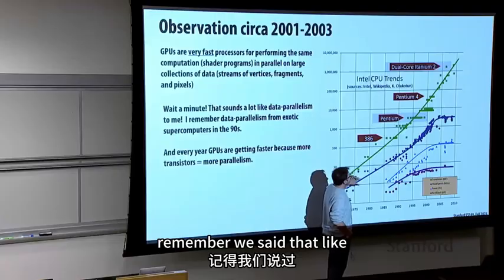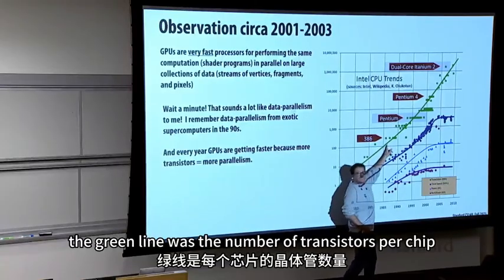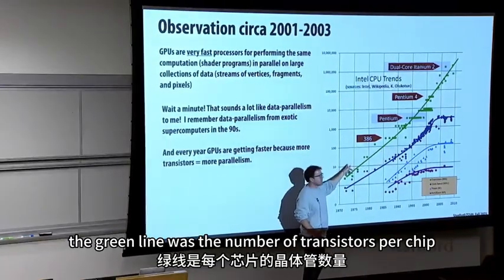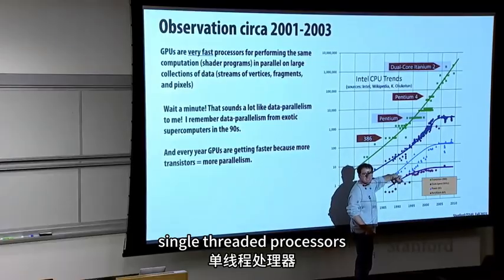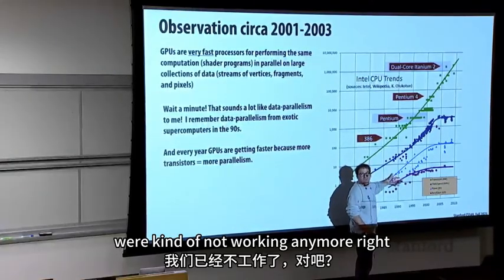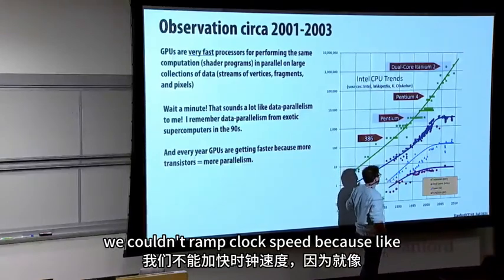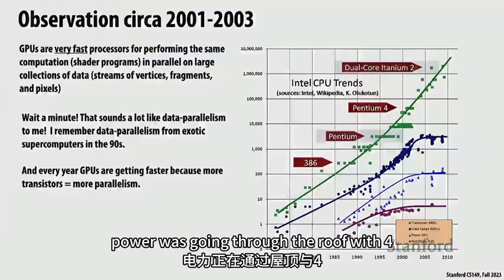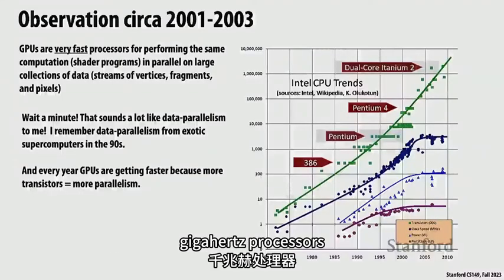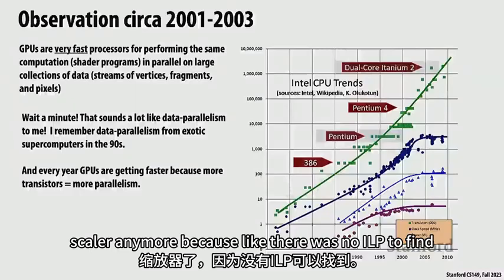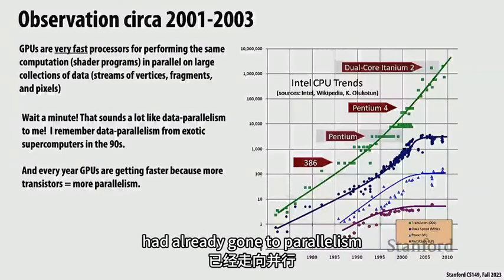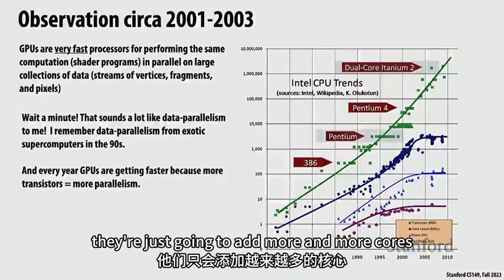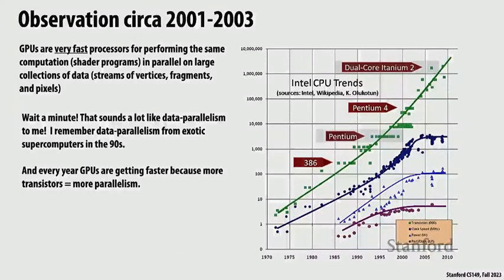And so if you go back almost exactly 20 years now, to lecture 1, remember we said that there were more and more transistors. The green line was the number of transistors per chip, but all these ways to turn these transistors into faster single-threaded processors were kind of not working anymore, right? We couldn't ramp clock speed because power was going through the roof with 4 gigahertz processors. We couldn't do superscalar anymore because there was no ILP to find in threads. But these GPUs had already gone to parallelism. They were just going to add more and more cores as the green line went up.